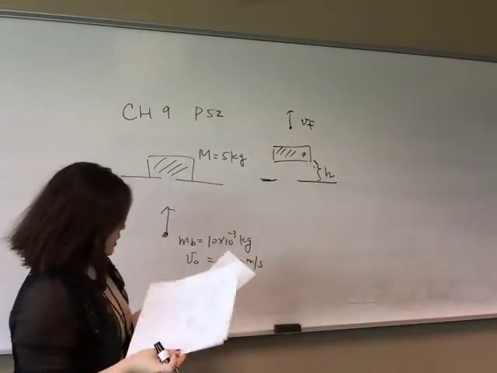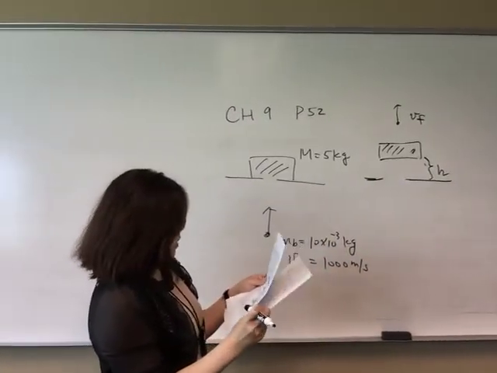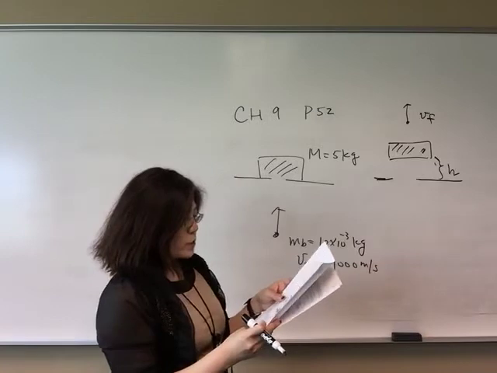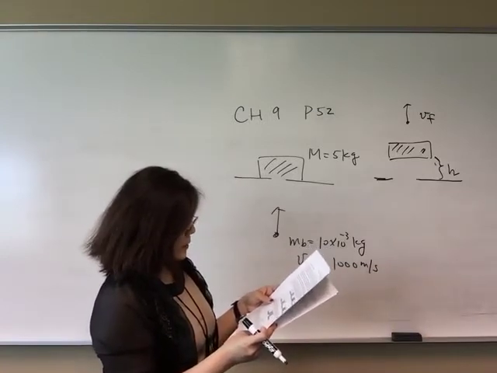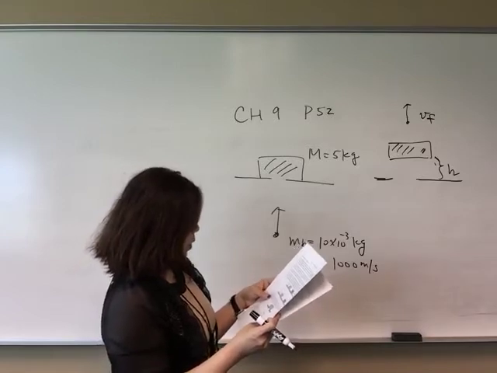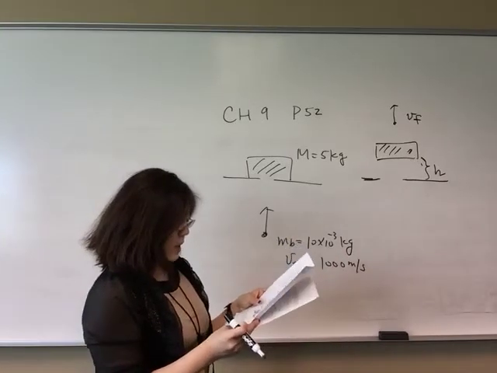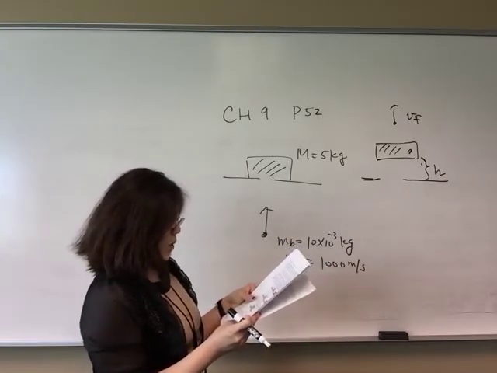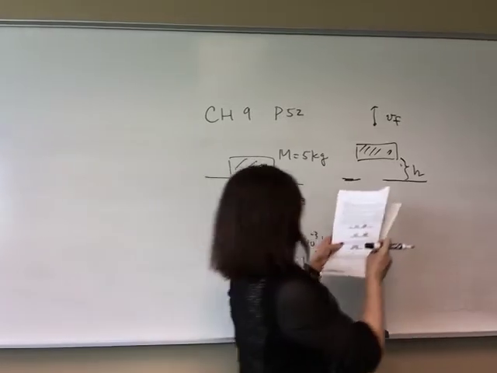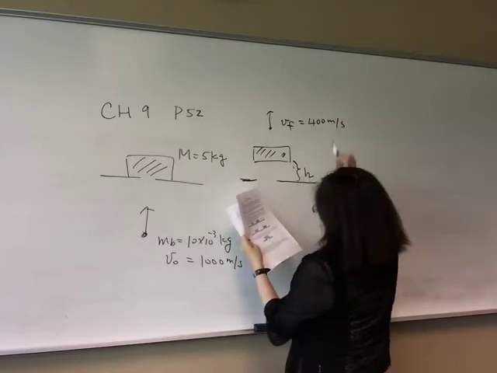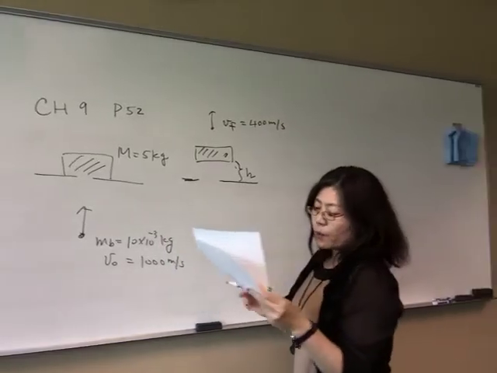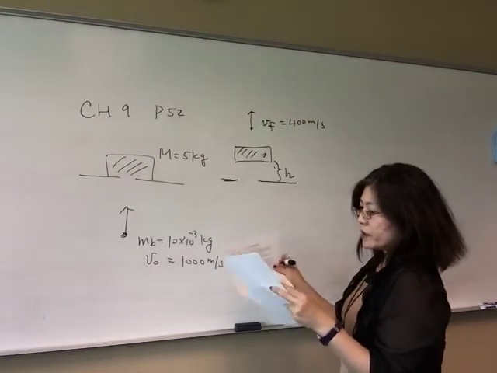Problem 52. A 10 gram bullet moving directly upward at 1,000 centimeters per second strikes and passes through the central mass of a 5 kilogram block initially at rest. The bullet emerges from the block moving directly upward at 400 meters per second. To what maximum height does the block then rise above its initial position?